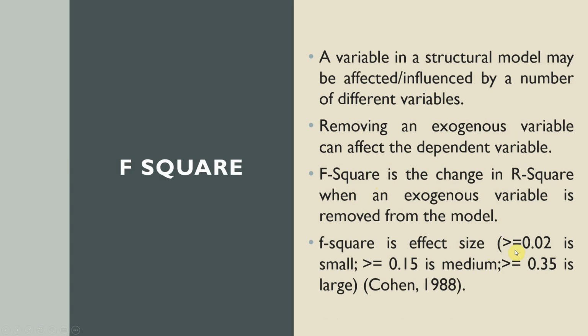So an F square effect size greater than 0.02 means that it has a small effect. So removing that exogenous variable will have a very small effect on the R square value for the endogenous variable. 0.15 is for medium and greater than 0.35 for large, according to Cohen, 1988.